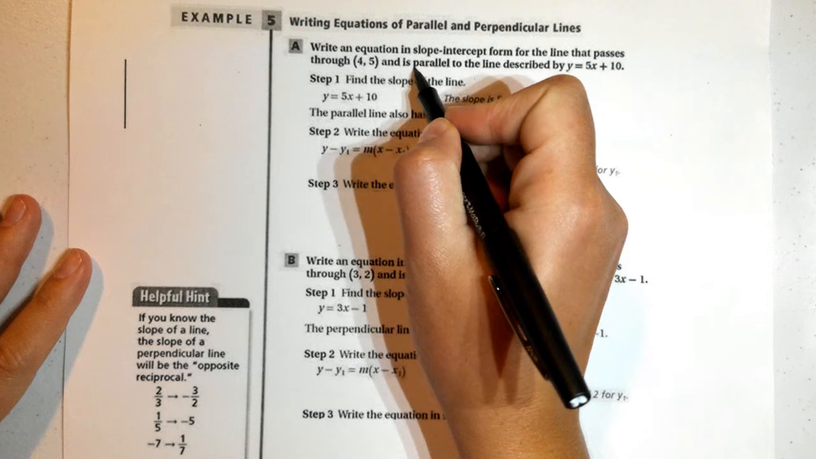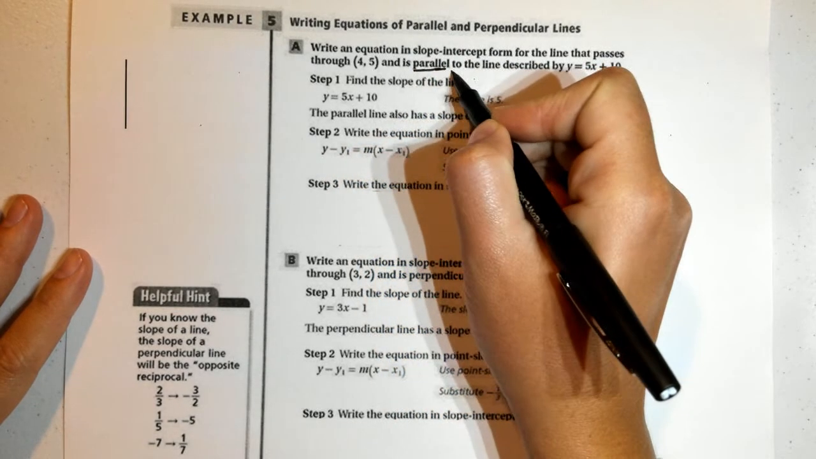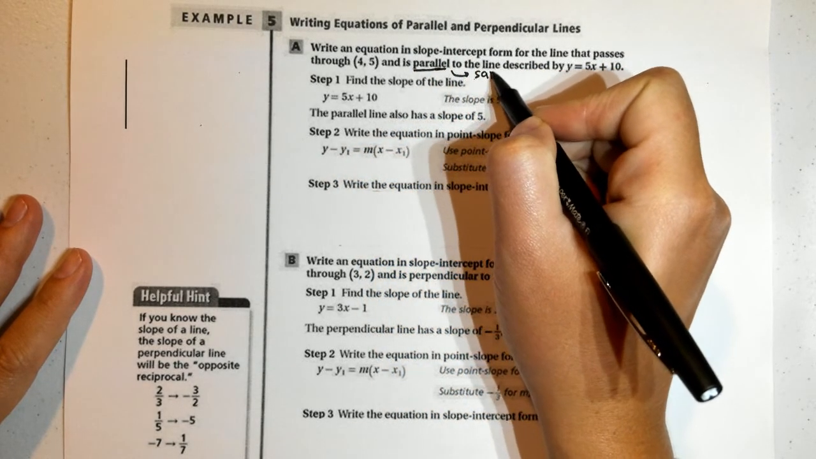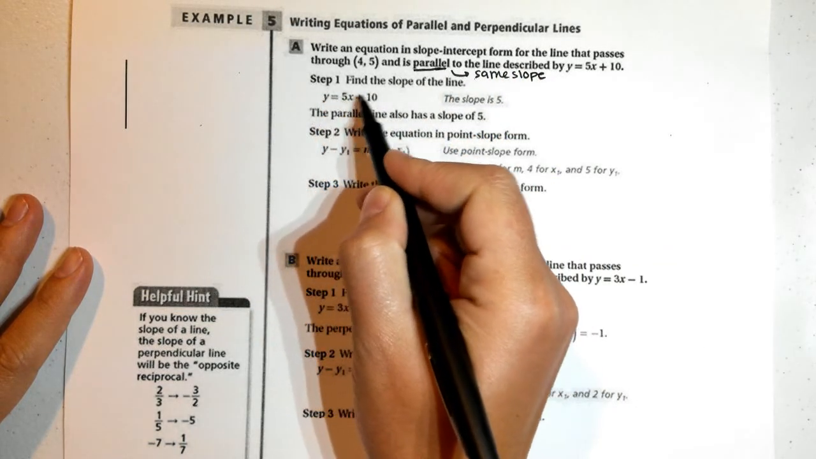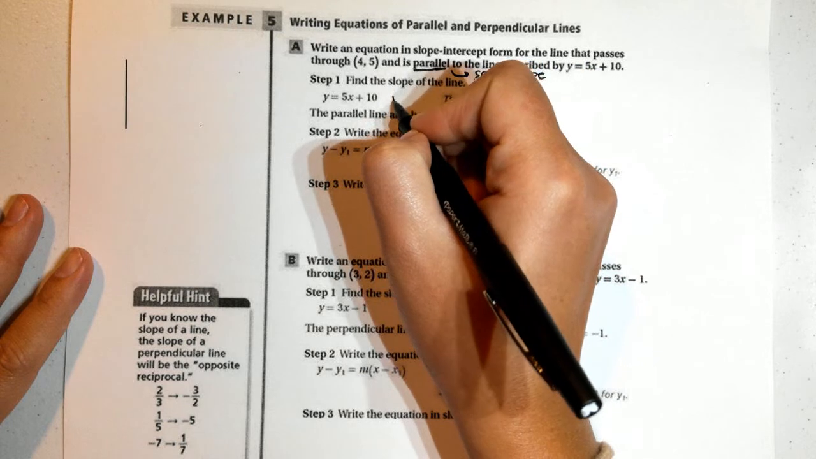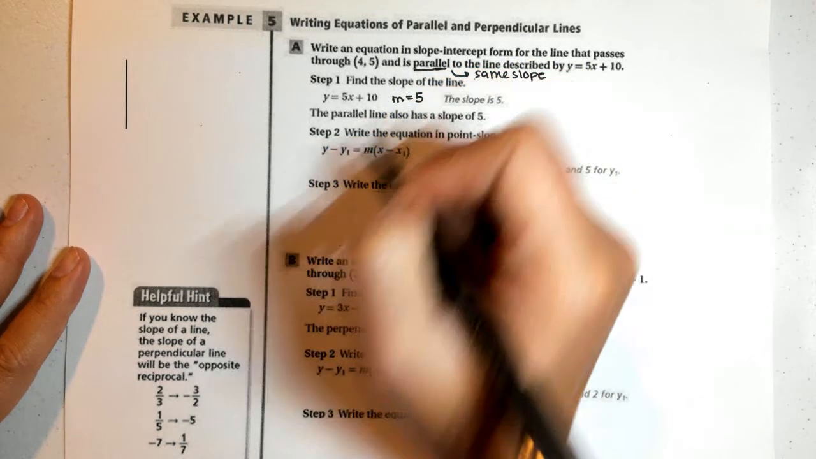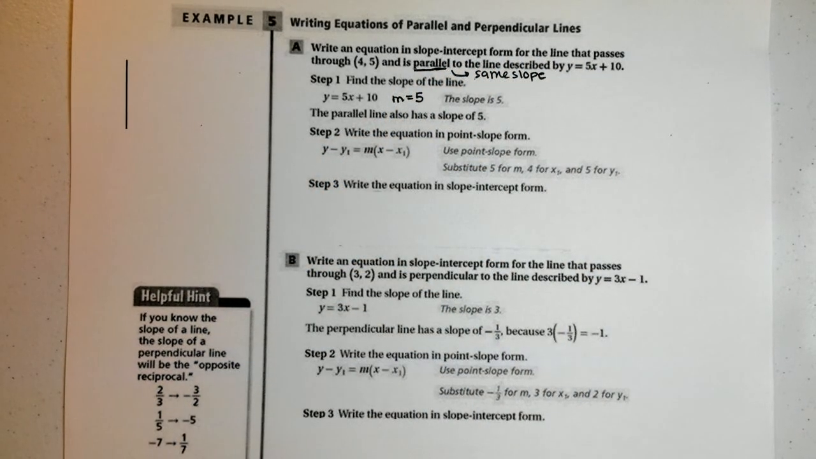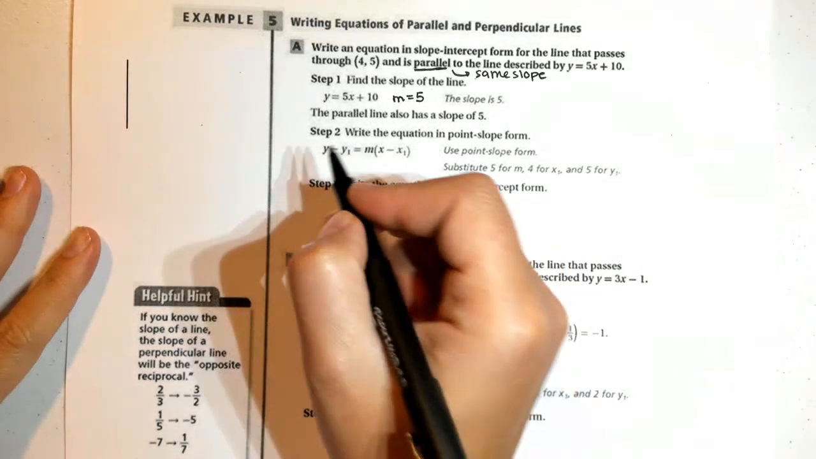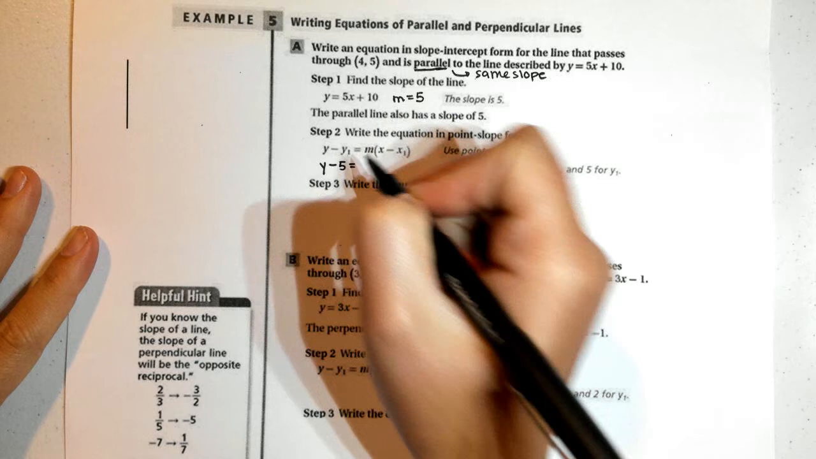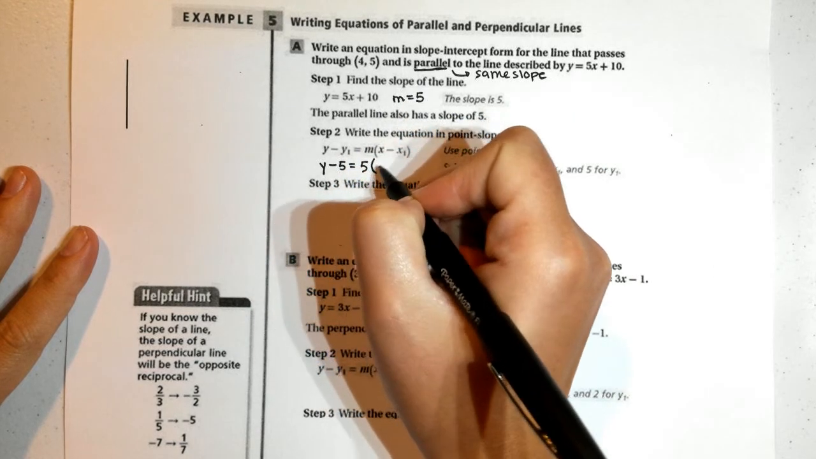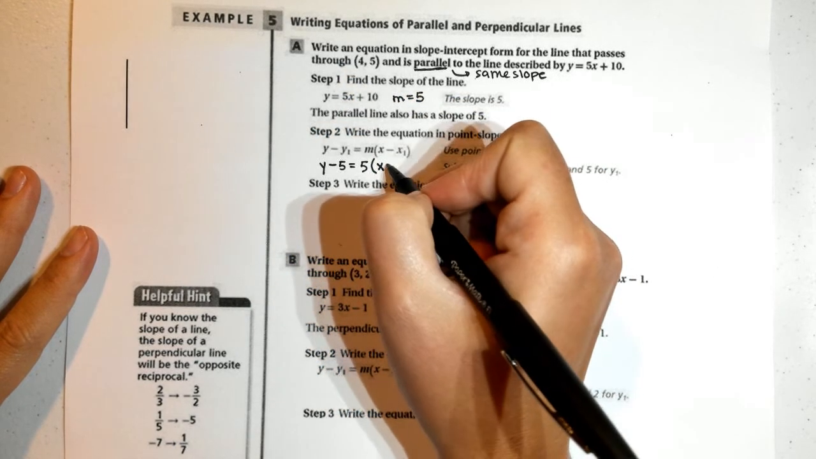If it's parallel, that means we are going to have the same slope. So for my equation y equals 5x plus 10, my slope is 5. It's the same slope. Now we're going to write the equation in point-slope form and then rewrite it in slope-intercept form. So we have y minus y1, which is 5, equals 5, in parentheses, x minus 4.